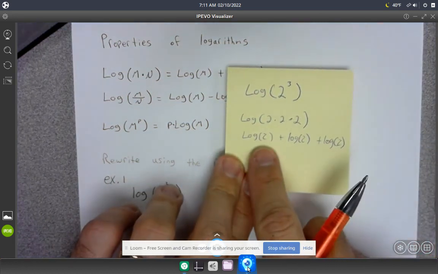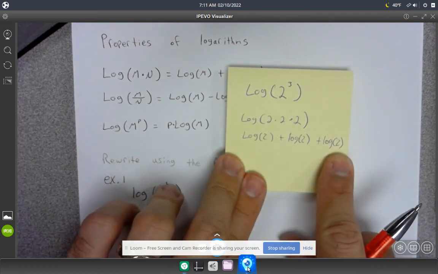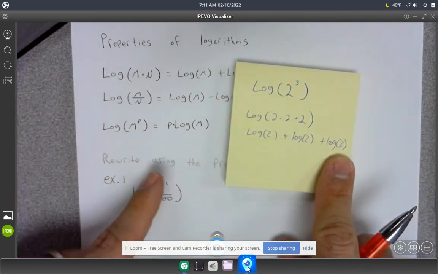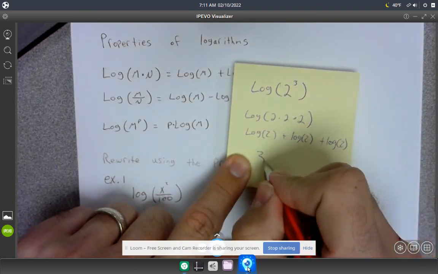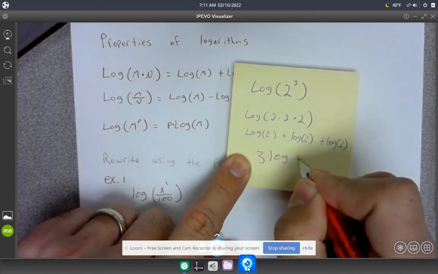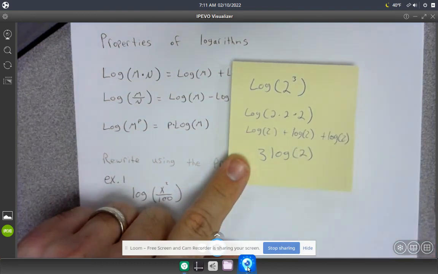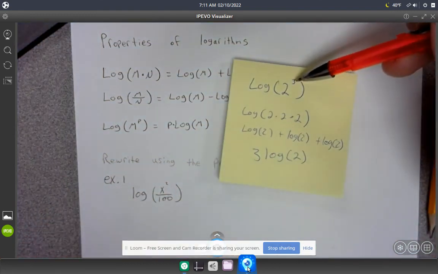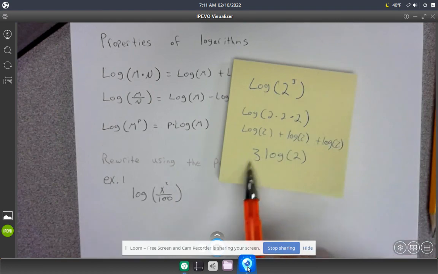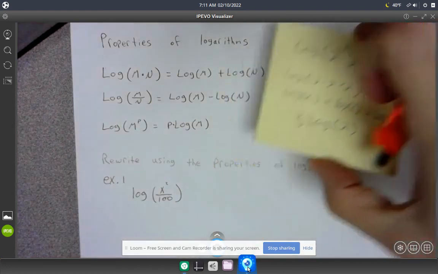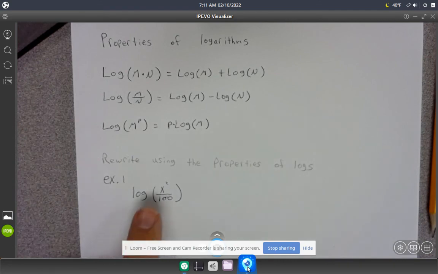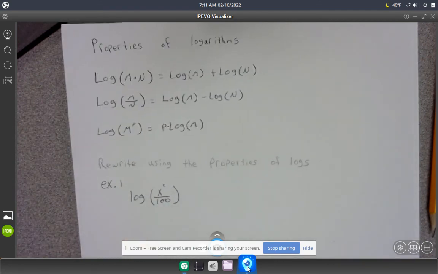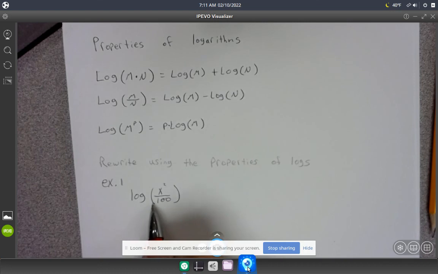All right. But since it's repeated addition, that's why it turns into multiplication right here. All right, I've got 3 of these log 2's, so it just becomes 3 log 2. All right, but the shorthand is you take that power and just put it out front. That's what you do. All right, those will be the three main properties that we use to rewrite stuff like this. Okay. So this is called expanding.